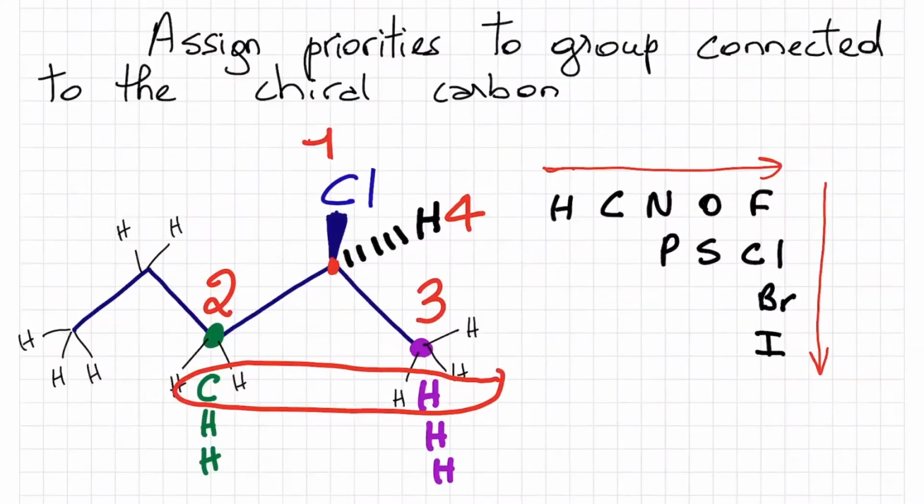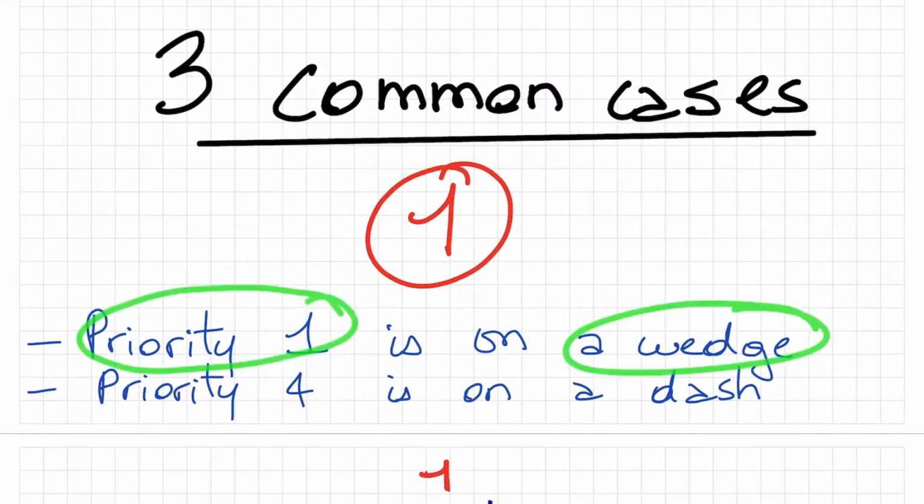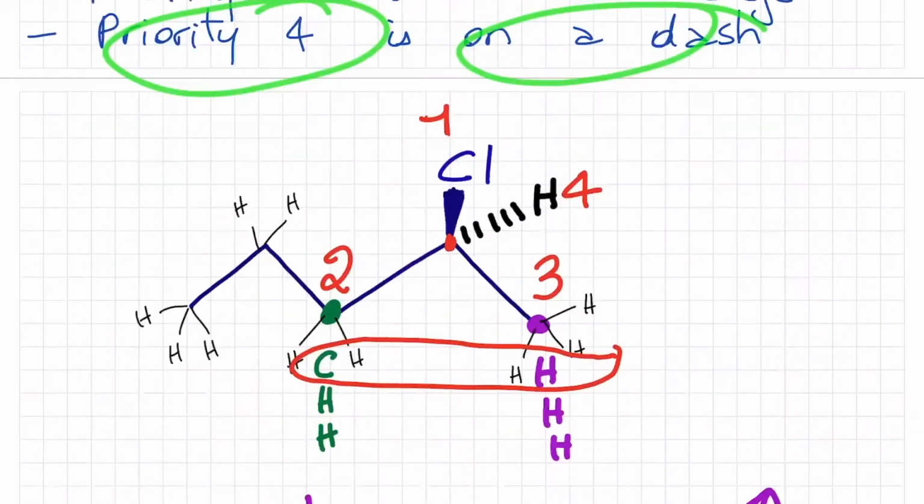Okay? Now that we have our priorities, we need to take a pause and see how they are arranged. There's three cases that we need to be aware of. The first case is the one that we've been solving so far, when the first priority is on a wedge and the fourth priority is on a dash. What do I mean by that? Let's take a look at this.